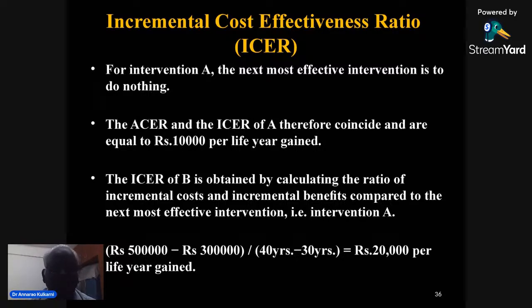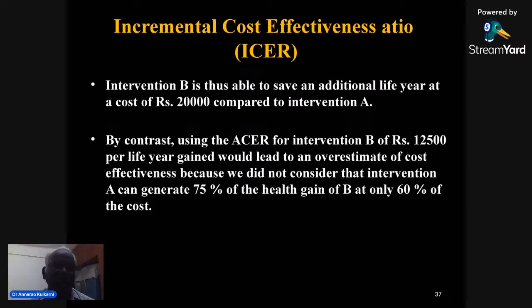So 5 lakhs minus 3 lakhs divided by 40 years minus 30 years gives you 20,000 per life year gain. So this is the incremental cost effectiveness ratio for program B. Intervention B is thus able to save additional life years at a cost of 20,000 compared to intervention A.